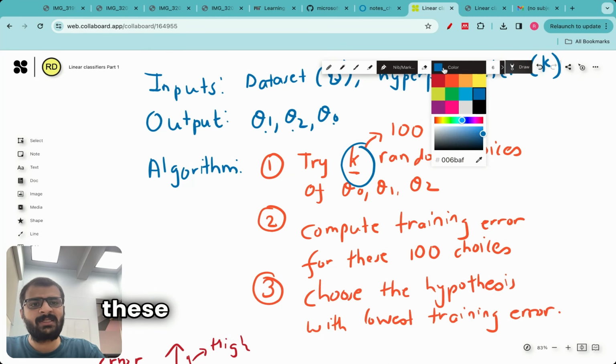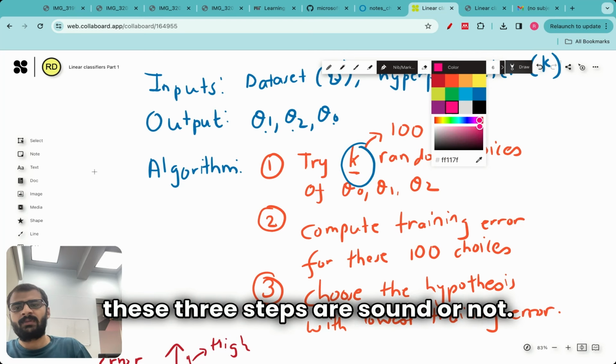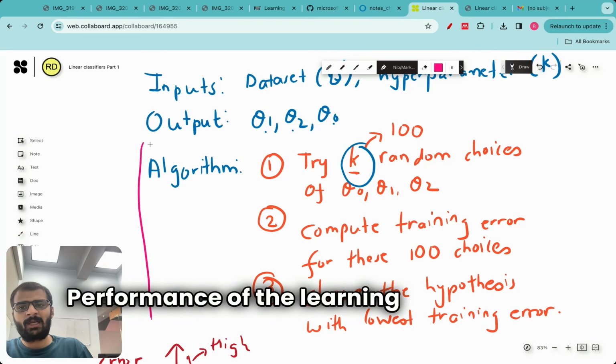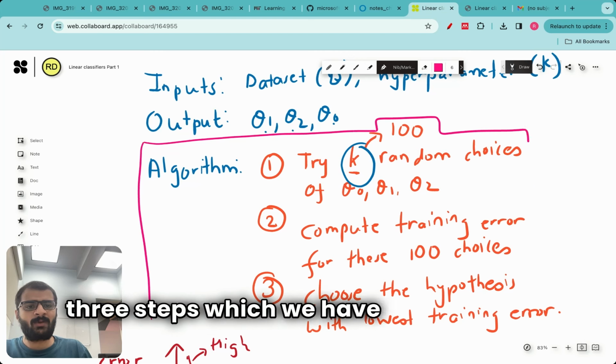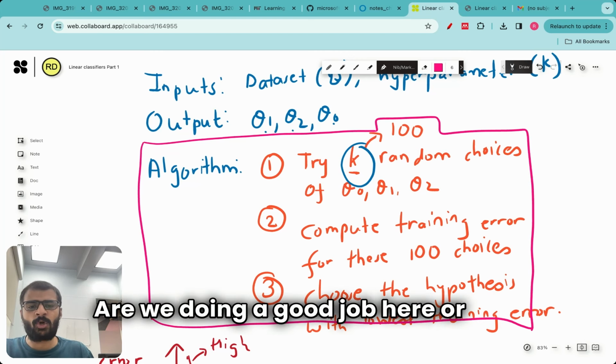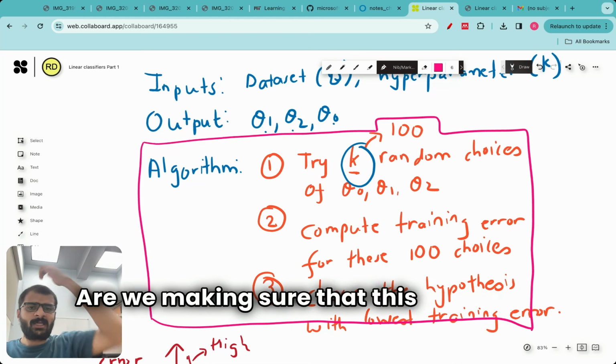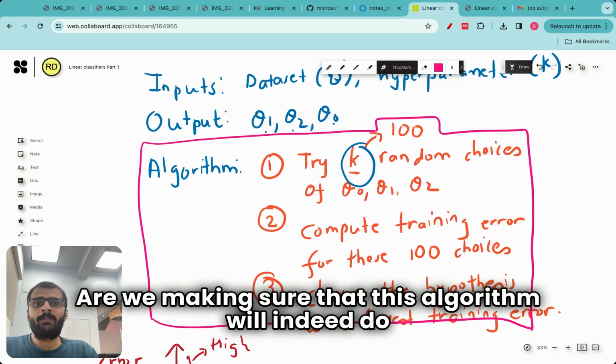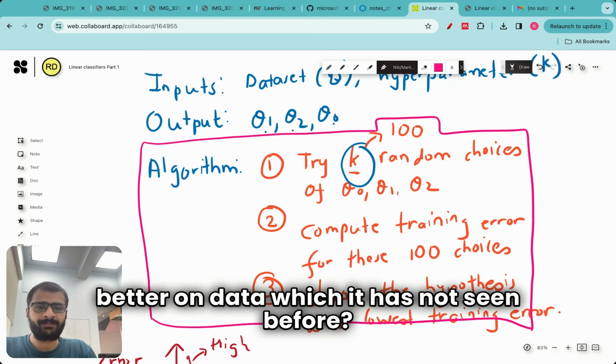Performance of the learning algorithm is checking whether these three steps are sound or not. Performance of the learning algorithm is these three steps which we have outlined here. Do they really make sense? Are we doing a good job here or not? Are we making sure that this algorithm will indeed do better on data which it has not seen before?